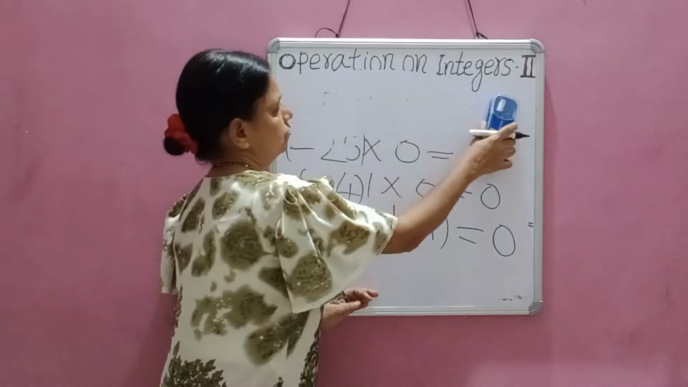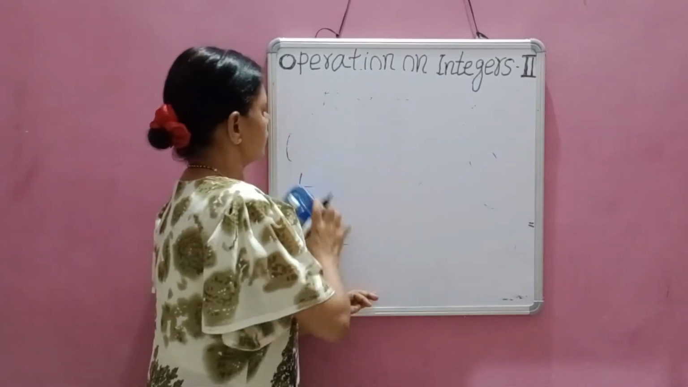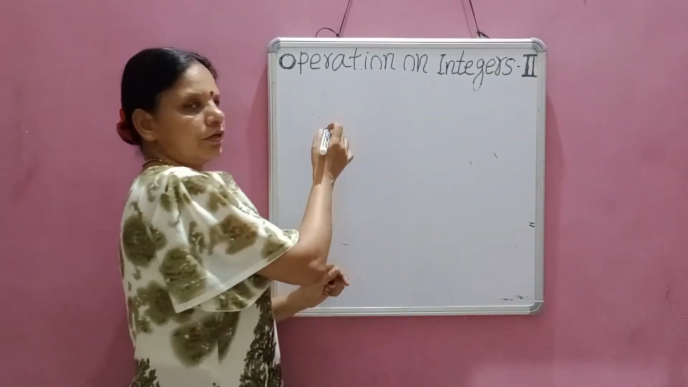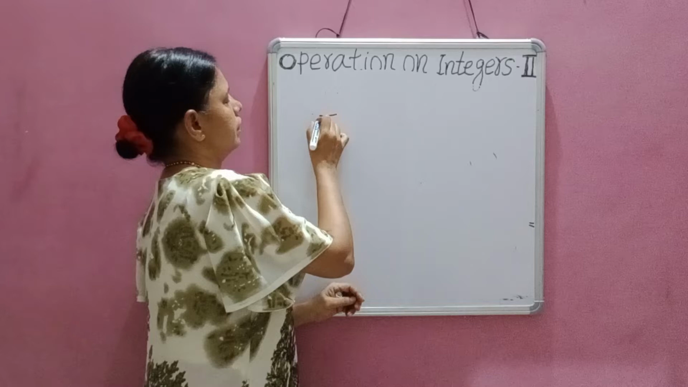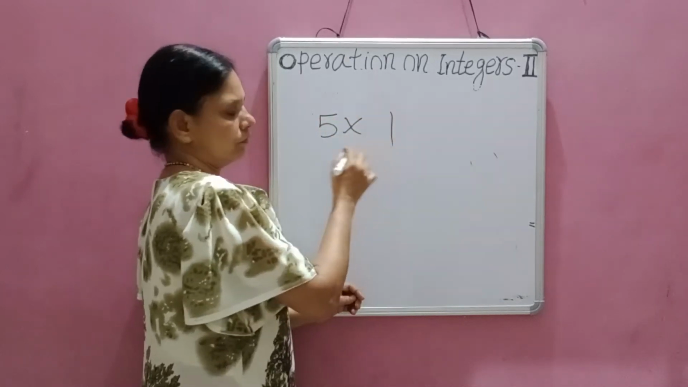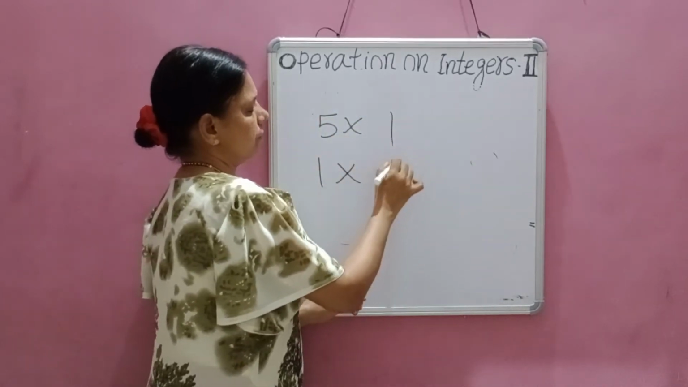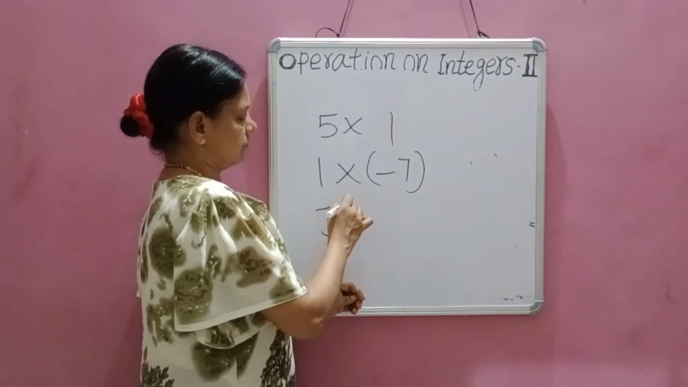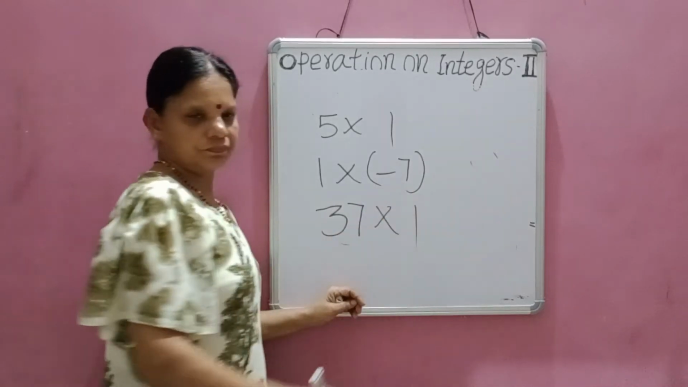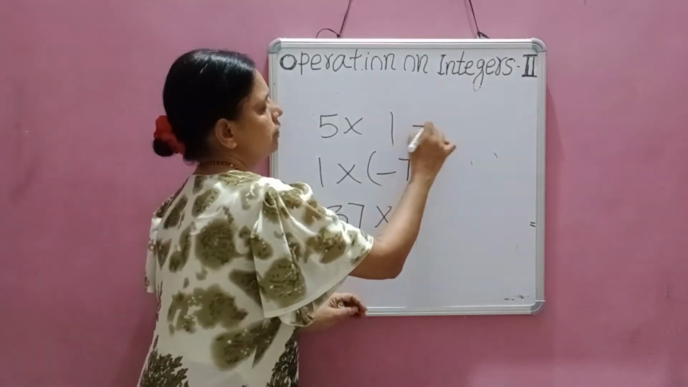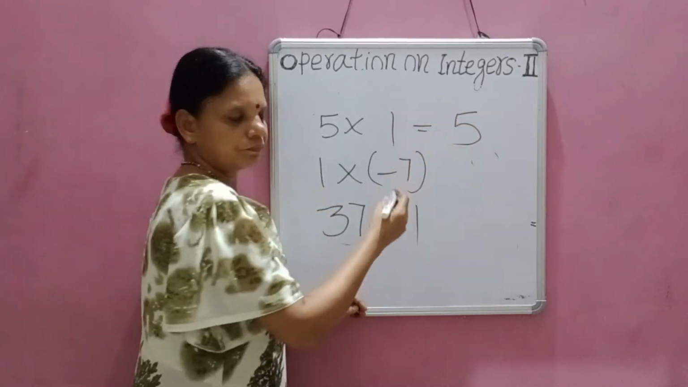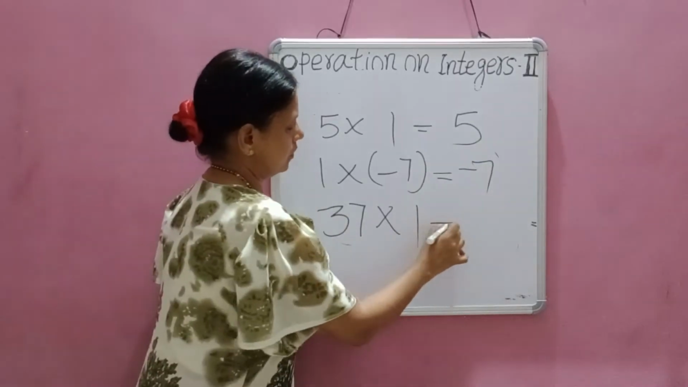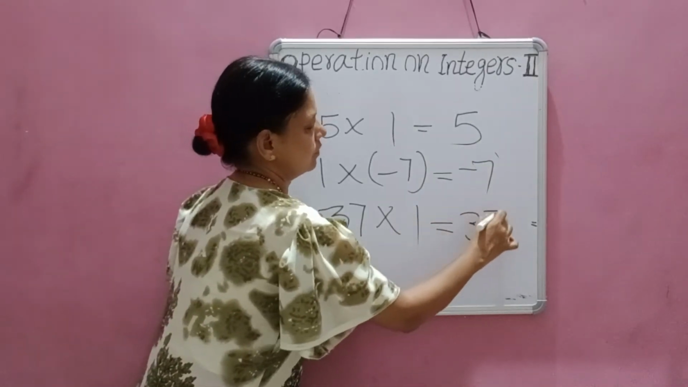Clear? Now, what is the multiplication of any integer by 1? 5 into 1, 1 into minus 7, 37 into 1. Here the answer is 5. Here the answer is minus 7. Here the answer is 37.